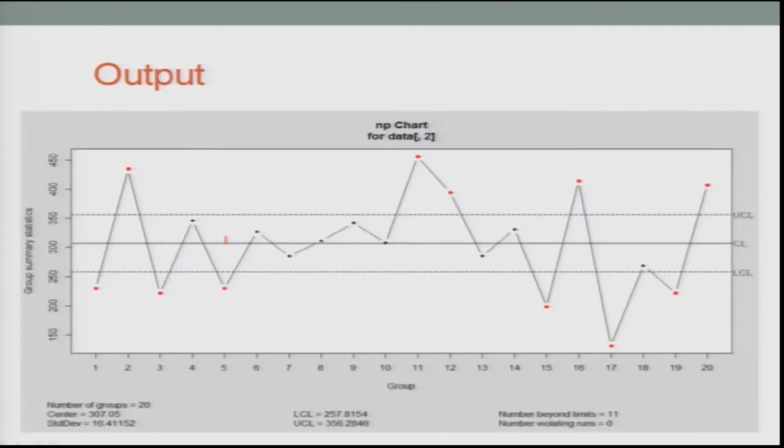So, here is the graph. The central line comes out to be about 307.05, which is highlighted here. And now you will see the lower control value would not be 0. It comes out to be 257.814 and the upper control comes out to be 356.2848. Once you plot it, you will find all the values are within the control limits as given. The number of control limits is given, and I am coming to that.